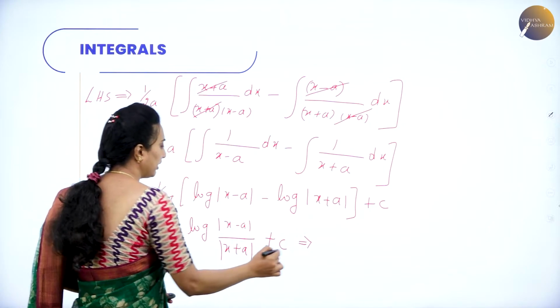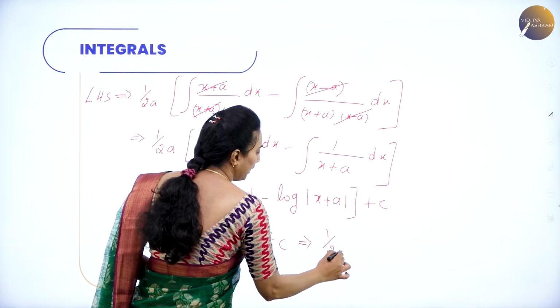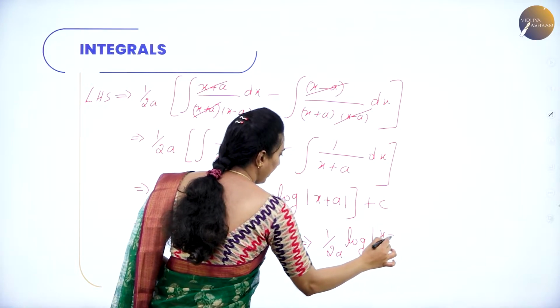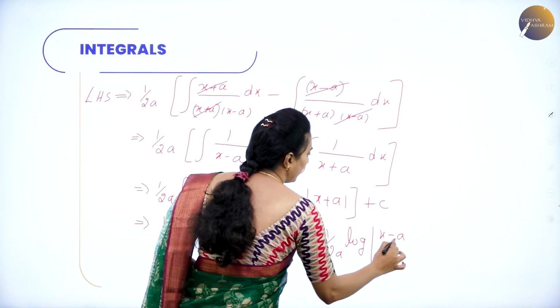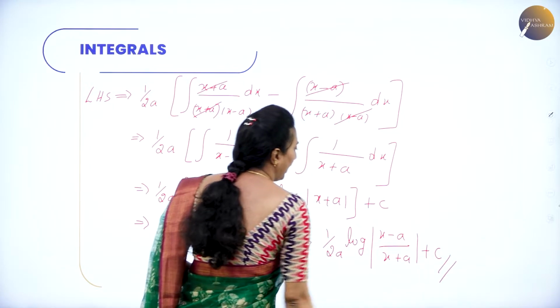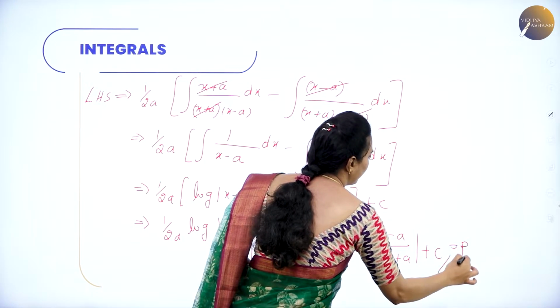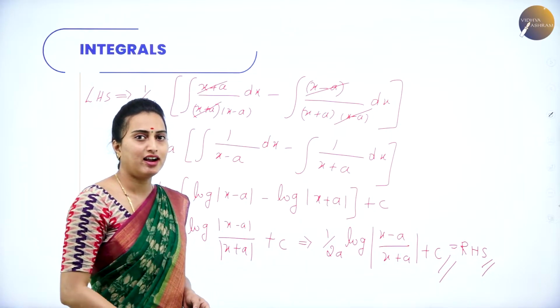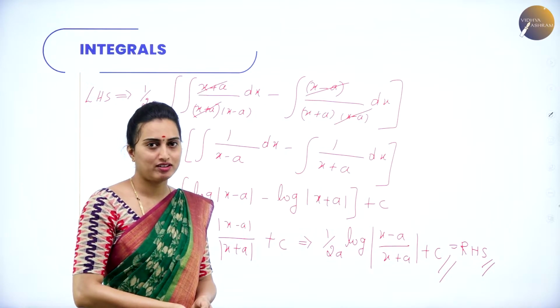This modulus we can write together, which will be 1 by 2a into log of modulus of x minus a divided by x plus a, plus c. And this is your right hand side proof. And that's what they are asking you to prove. I hope you understood this one.